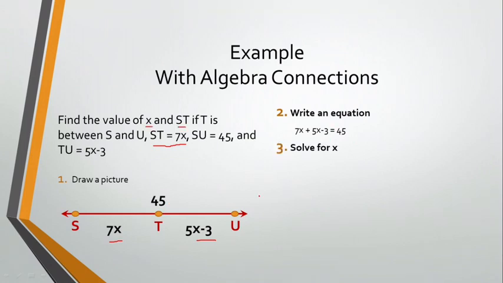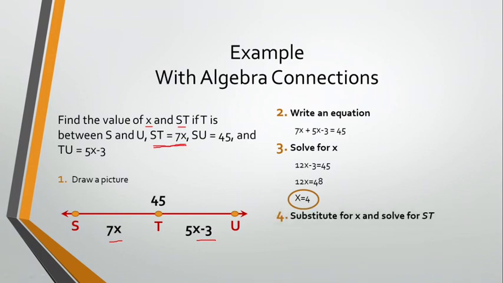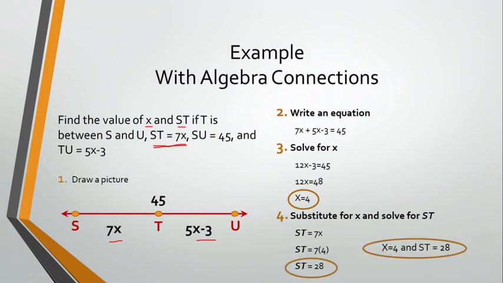Now I'm going to solve for x. 12x minus 3 is equal to 45. I add 3 to both sides. And then I'm going to divide by 12, and I get that x is equal to 4. And always remember to circle your answers. Step 4 tells me that I'm going to substitute for x and solve for ST. ST is equal to 7x. X we just found to be 4. When I substitute and multiply, I get 28. Because it's a word problem, I want to make sure that I am restating my answer and circling it.